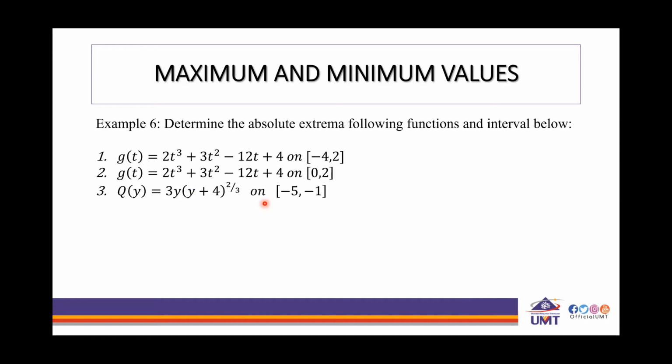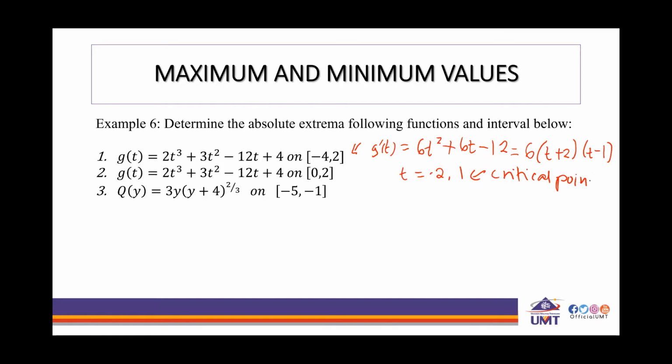As the first one, as you know, g prime of t equals 6t squared plus 6t minus 12. Then we can factorize it. We will get 6(t plus 2)(t minus 1). So we know that t equals negative 2 and 1. So this is our critical points.